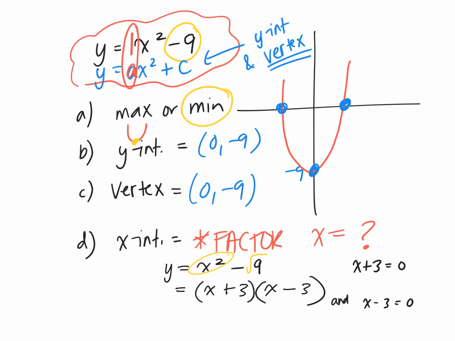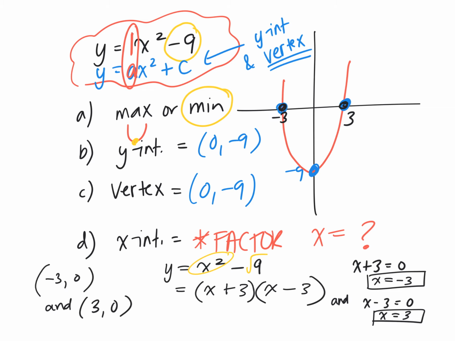We're trying to find the x-intercepts. What are the 2 x-intercepts? If x plus 3 equals 0, what's the first x-intercept? Negative 3. Does that make sense? It's right here. Then if x take away 3 equals 0, what is x equal to? What's the other x-intercept? Positive 3, right here. So the 2 x-intercepts are negative 3, 0, and positive 3, 0.